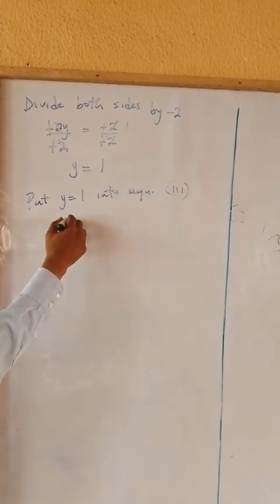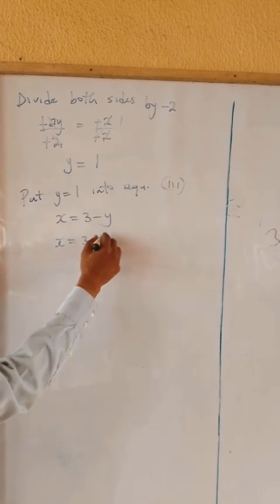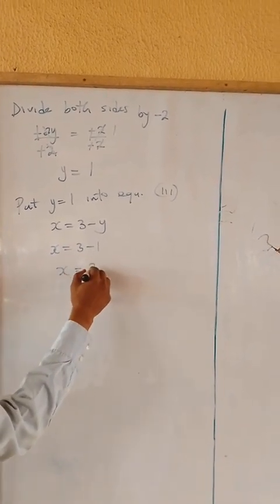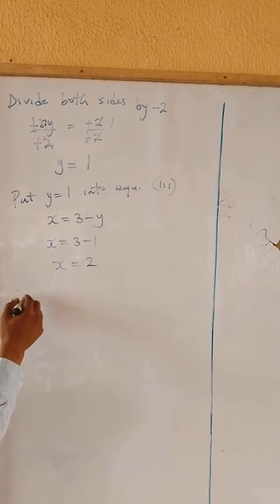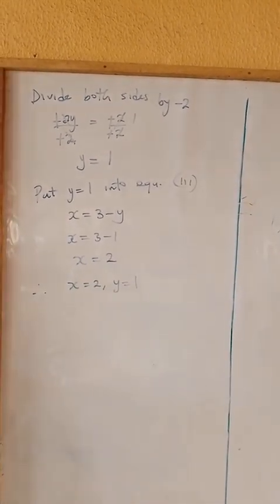So you have s is equal to 3 minus y. s is equal to 3 minus 1. s is equal to 2. Therefore, s is equal to 2 and y is equal to 1.